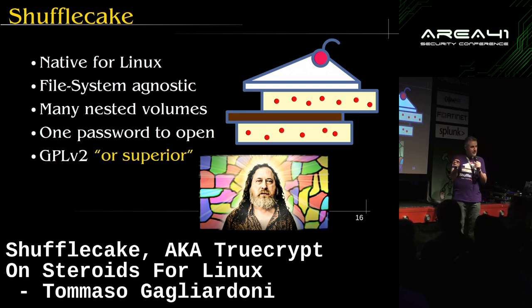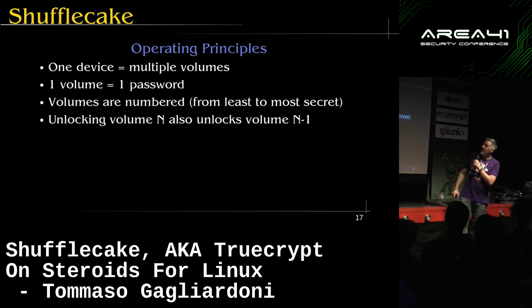You put one password, and this password opens at the same time all the volumes that you can use concurrently, unlike TrueCrypt, where if you write data on the decoy file system, then you risk corrupting the hidden data. And it's free software, released under GPL v2 or superior, because we want to be pure, of course.